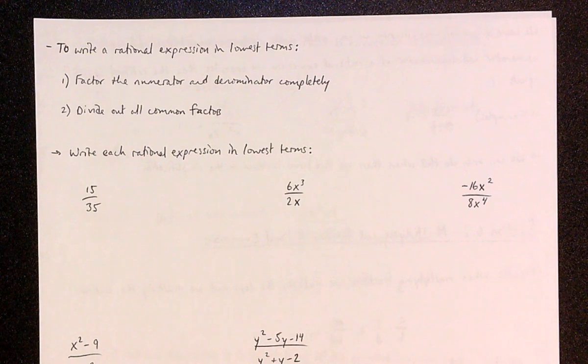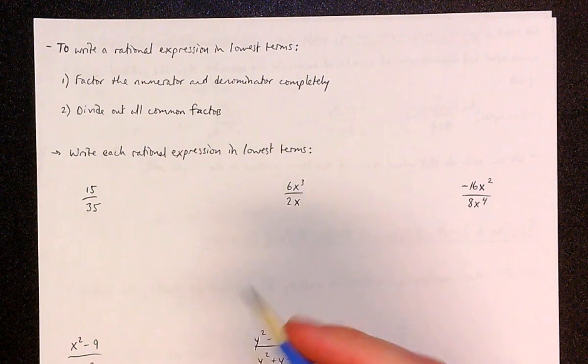So let's write each rational expression in lowest terms. We'll do some of the sample problems below here. Starting off easy, just with a fraction. This is something that we've been doing all throughout the course, something that we're used to, something that we're more comfortable with.